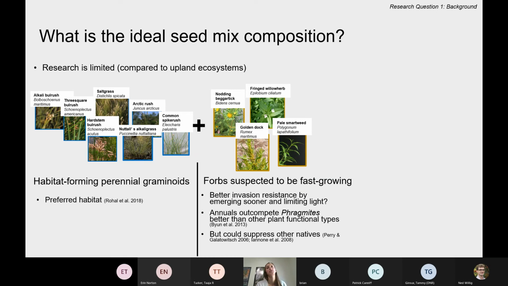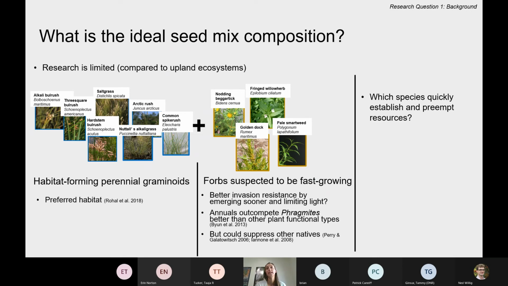And in this research, we're interested in investigating some of these forbs that we suspected when we started this research to be fast growing. The idea is that if you can add these forb species to the mix, we're asking, can you get better invasion resistance by emerging sooner and limiting light for these Phragmites seedlings, which we know are also quick to emerge? Some research has shown that actually annuals can outcompete Phragmites better than other plant functional types. But other research has shown that if you add these fast-growing forbs to the mix, they can actually suppress the species on the left. And so for some wetland managers, that might be problematic if they want some of these habitat-forming perennial graminoids, specifically for their functional value or some of their restoration goals.